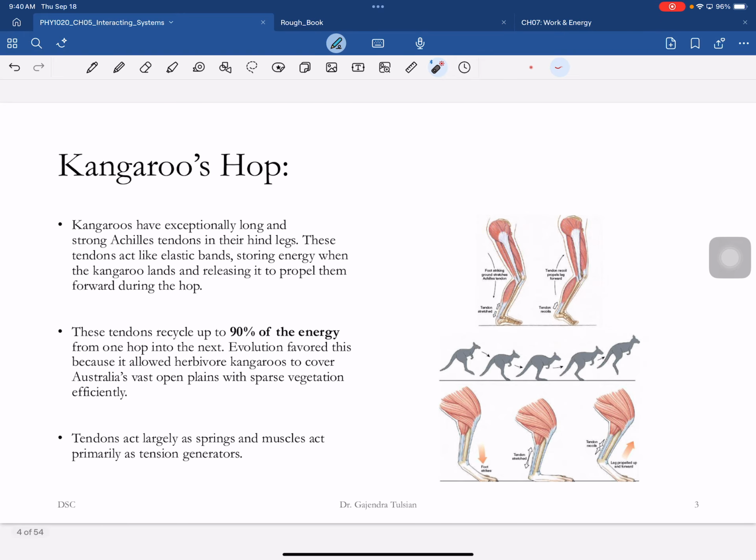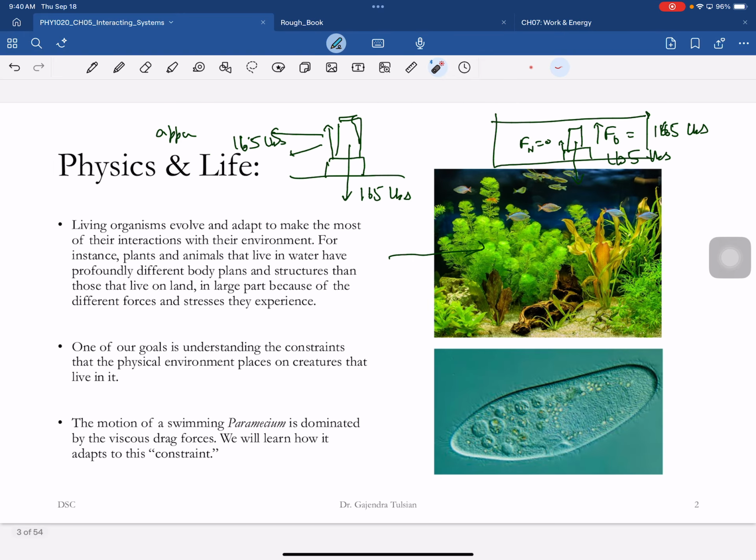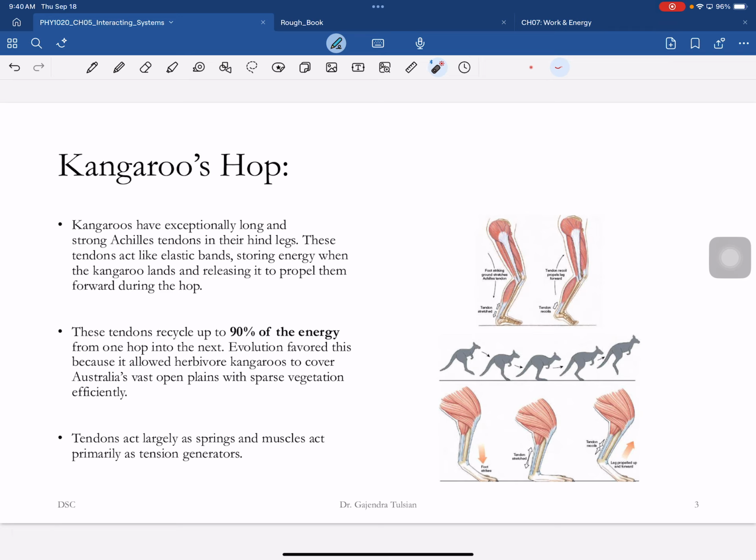So here's a great example. Let's look at this in a little detail. To adapt to that, they have exceptionally long tendons. Now here's a feature about the tendons. Tendons are like rubber bands. What can rubber bands do? They can snap. You stretch them, they store energy, and then when you let them go, they give that energy back. So tendons can store energy.